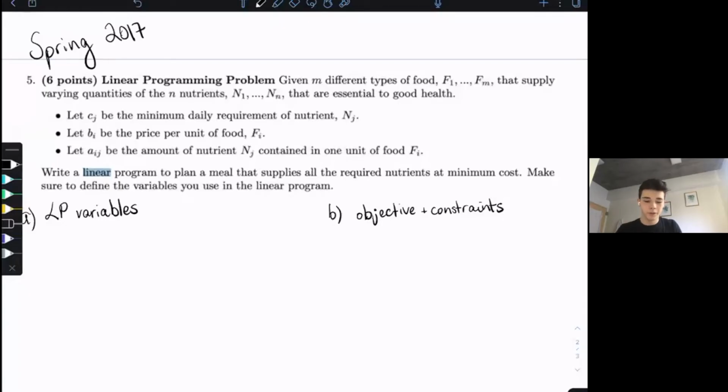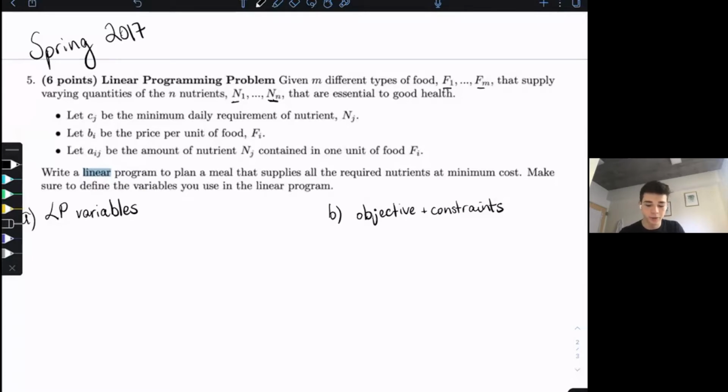Everyone, today I'm going to be going over question 5 from spring 2017. It's going to be a linear program, and we're given m different types of food, f1 through fm, that supply nutrients n1 through nn. The problem is as follows. We need Cj of nutrient j, or nutrient nj.